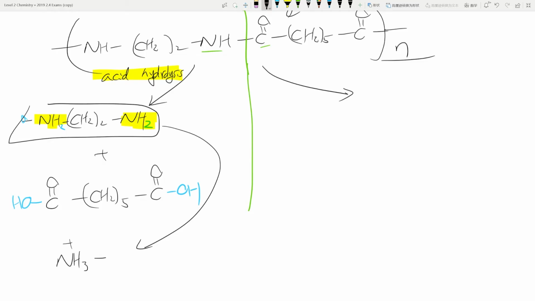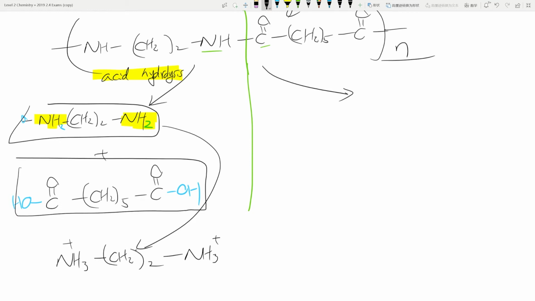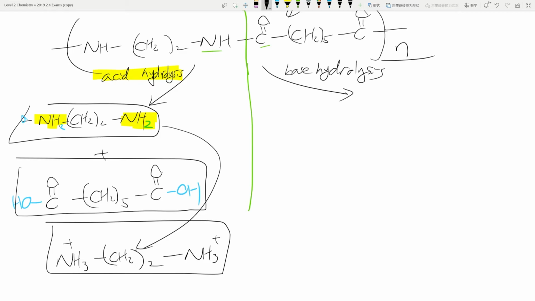This will be receiving another proton from the acid, and then this carboxylic acid and this ammonium creature is your products. Okay, now for your base hydrolysis, it's the same thing.